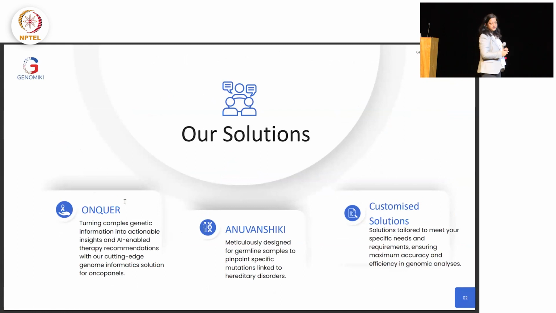The first solution is called OnCare, where we are working on targeted cancer panels, also known as onco panels, and providing genetic information, basically actionable insights which can be used by doctors to provide therapy recommendations. The second is Anuvanshiki, and as the name suggests, we are working on inherited disorders and identifying the specific mutations related to hereditary disorders. And then we are also working on various customized solutions in this particular area.